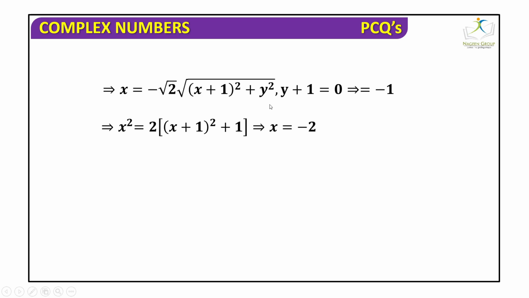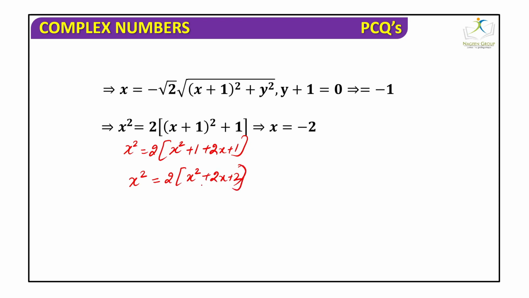Now put the value here, we have x square, root 2 square is 2, x plus 1 whole square plus 1, right? This will be equal to, we have here x square equal to twice into x square plus 1 plus 2x plus 1, right? This will be equal to x square equal to 2 into x square plus 2x plus 2, right? This will be x square equal to twice of x square plus 4x plus 4. So if you solve completely, you will get the answer here, right?